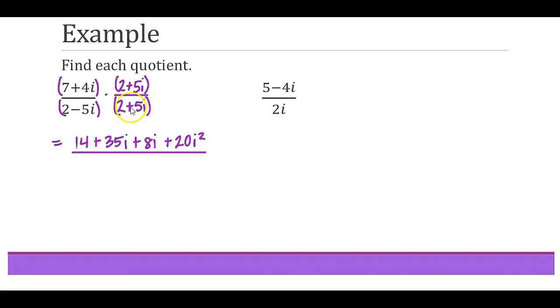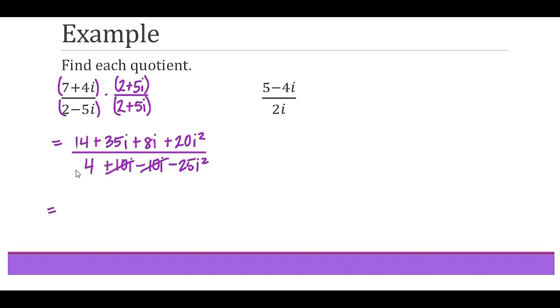On the bottom, something nice will happen. When we multiply by conjugates, the middle terms will cancel. So our first term is 4, outer is plus 10i, but inner is minus 10i. So we can see those middle terms will cancel. And then minus 25i squared. So in the denominator, notice that the middle terms cancel, and i squared is negative 1, so a negative 1 times a negative 25 is positive 25, and positive 25 plus 4 is 29.